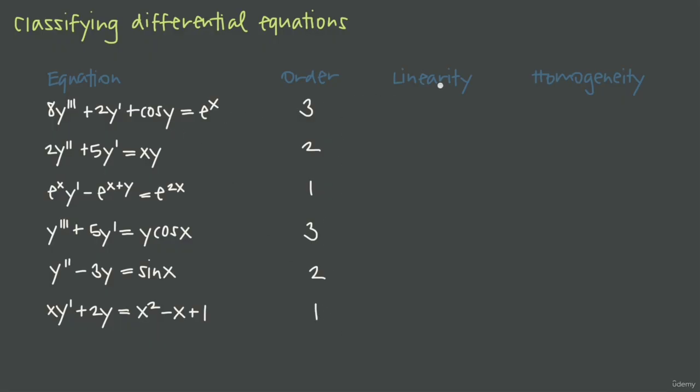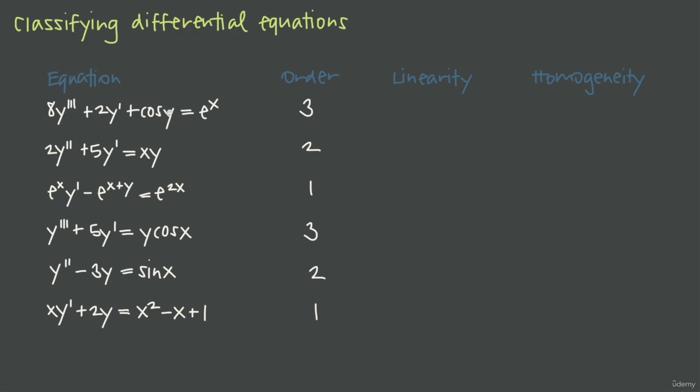The linearity of a differential equation is just whether or not we can consider the equation to be a linear equation or a nonlinear equation. A differential equation is going to be linear when the only values of y that are included in the equation are y itself and its derivatives. We can't have any other kind of function involving y.